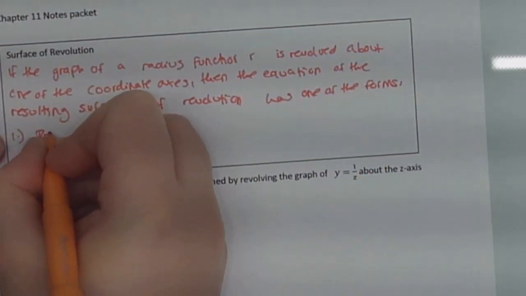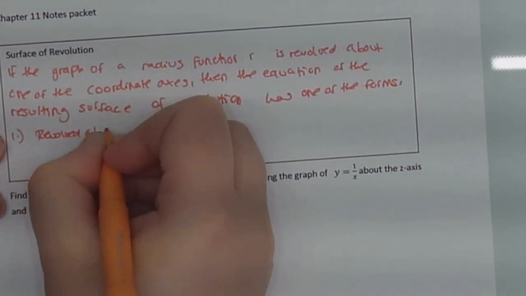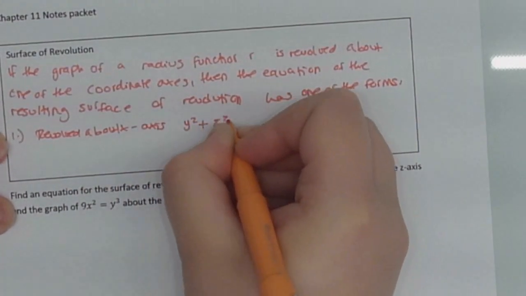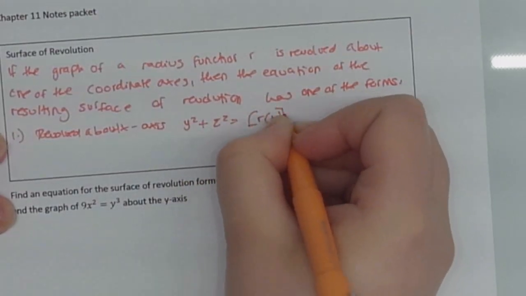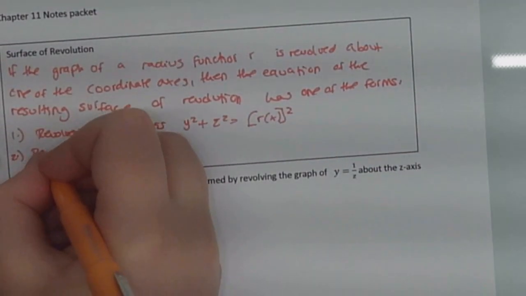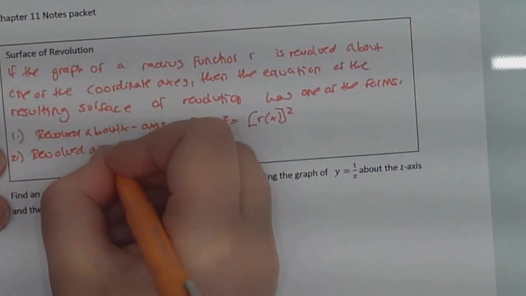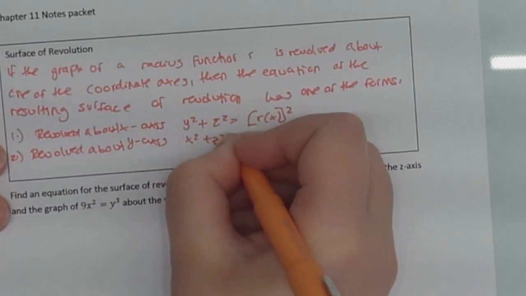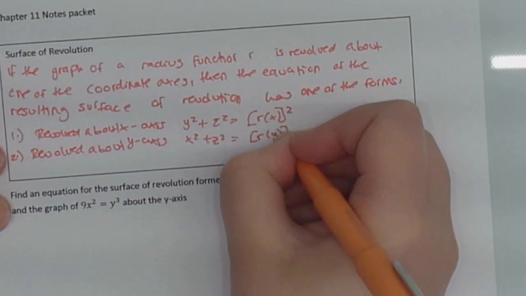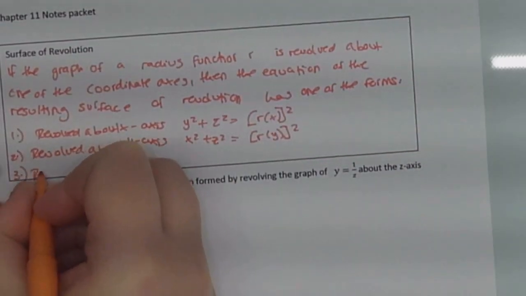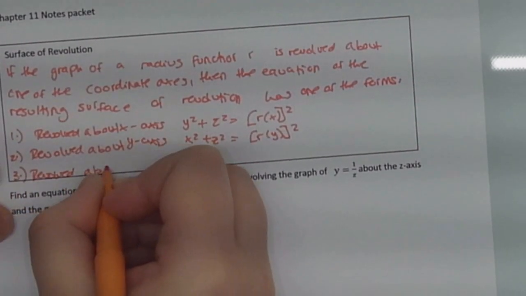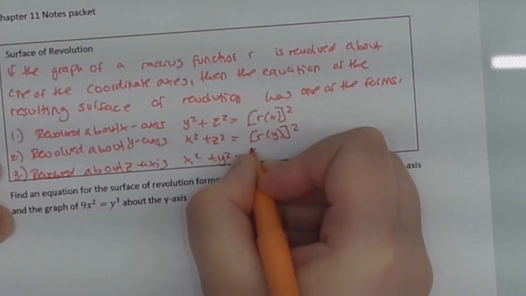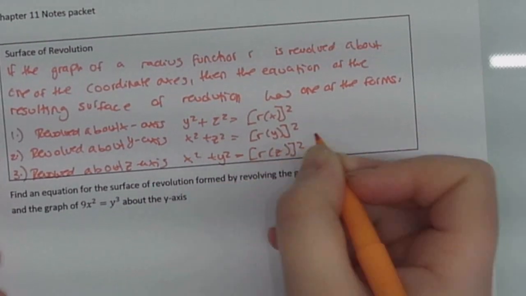One, we either revolved about the x-axis, which means we get y squared plus z squared equals r of x squared, or we revolved about the y-axis, which means we have x squared plus z squared equals r of y squared, or we revolved about the z-axis, which means we have x squared plus y squared equals r of z squared.